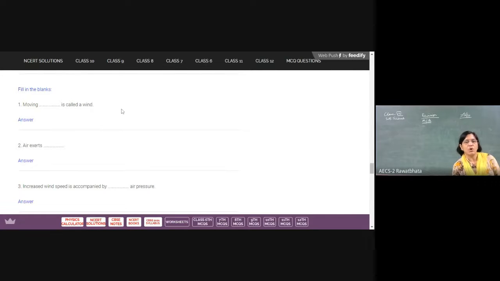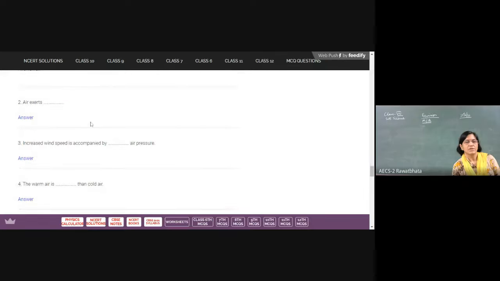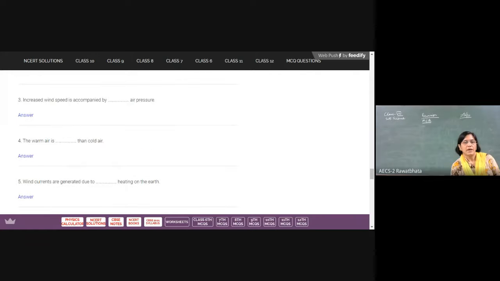Moving dash is called a wind. Ma'am, moving air is called a wind. Correct. Air exerts dash. Ma'am, pressure. Correct. Increased wind speed is accompanied by dash air pressure.